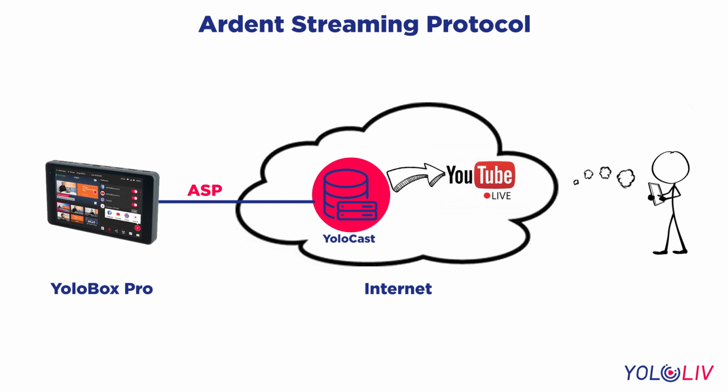It's been designed to keep your encoded video getting from your YoloBox through to the YoloCast servers, even in the presence of less than ideal network connections. So let's do a comparison and see what happens to both an RTMP stream and the ASP stream in the presence of dropped packets and disruptions to the network.